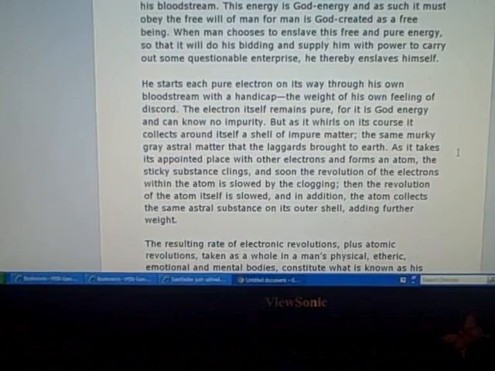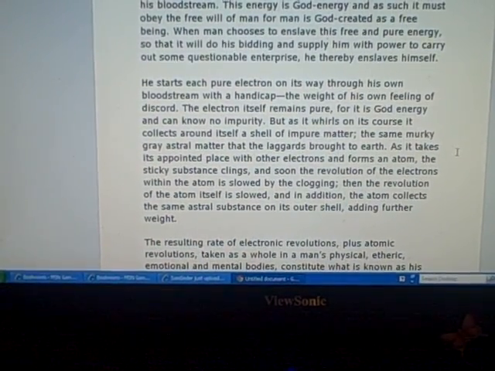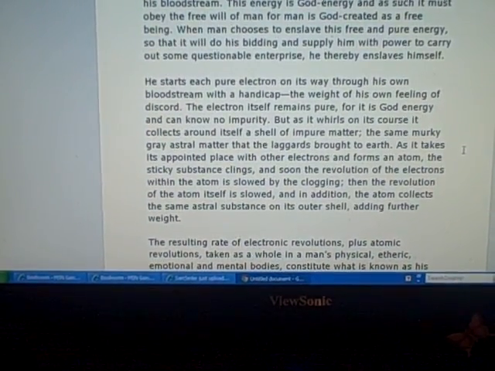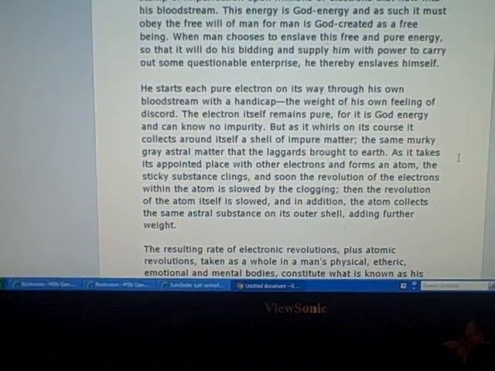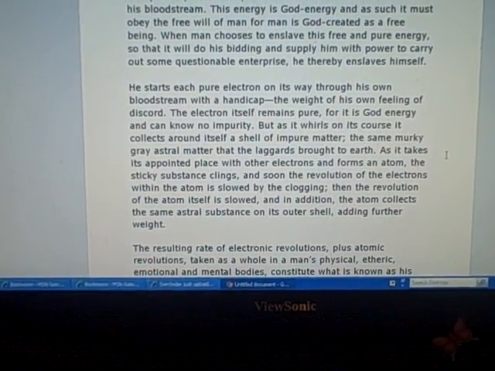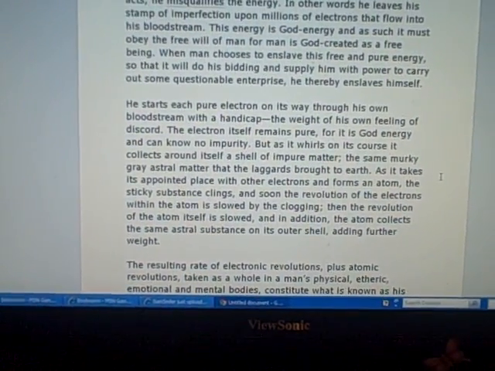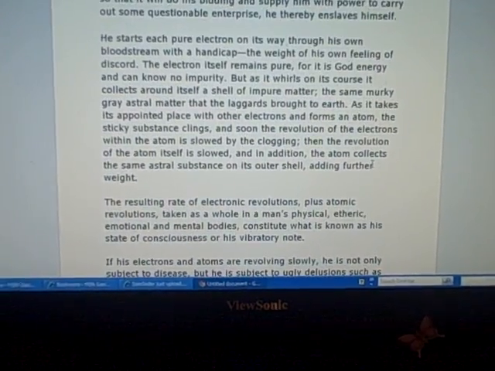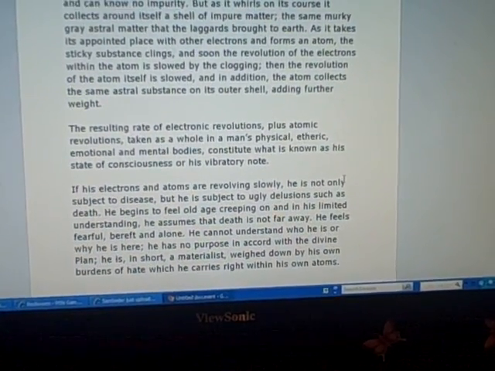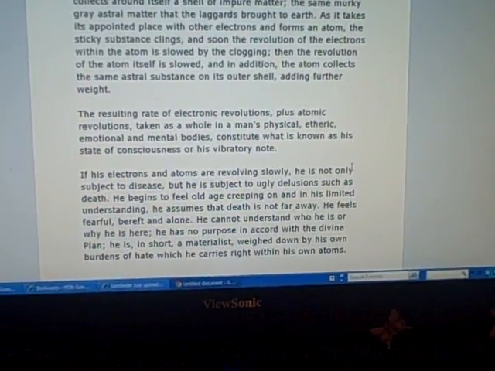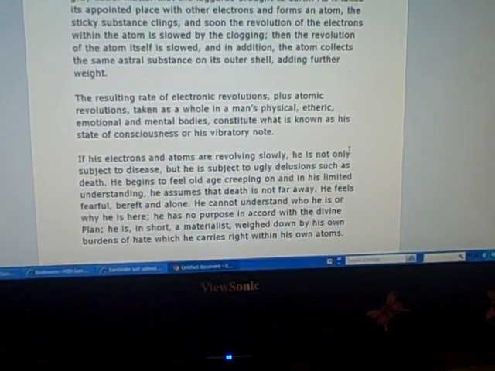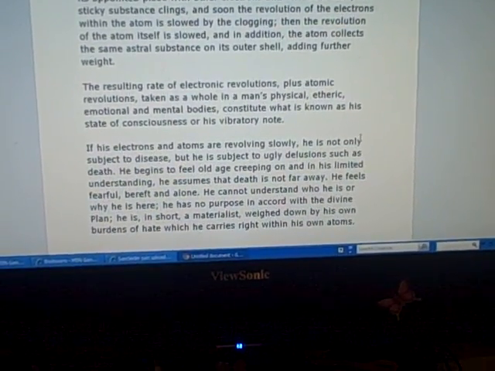as it takes its appointed place with other electrons and forms an atom, this sticky substance clings, and soon the revolution of the electrons within the atom is slowed by the clogging. Then the revolution of the atom itself is slowed. And in addition, the atom collects the same astral substance on its outer shell, adding further weight. The resulting rate of electronic revolutions plus atomic revolutions, taken as a whole in a man's physical, etheric, emotional, and mental bodies, constitute what is known as his state of consciousness or his vibratory note.